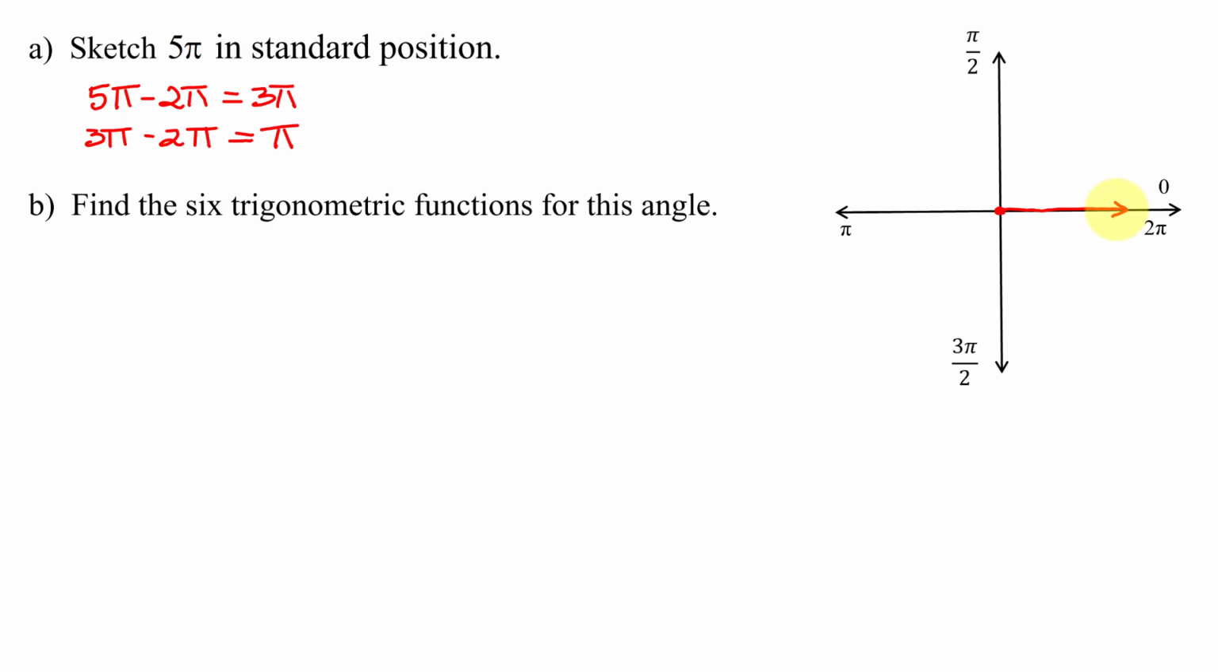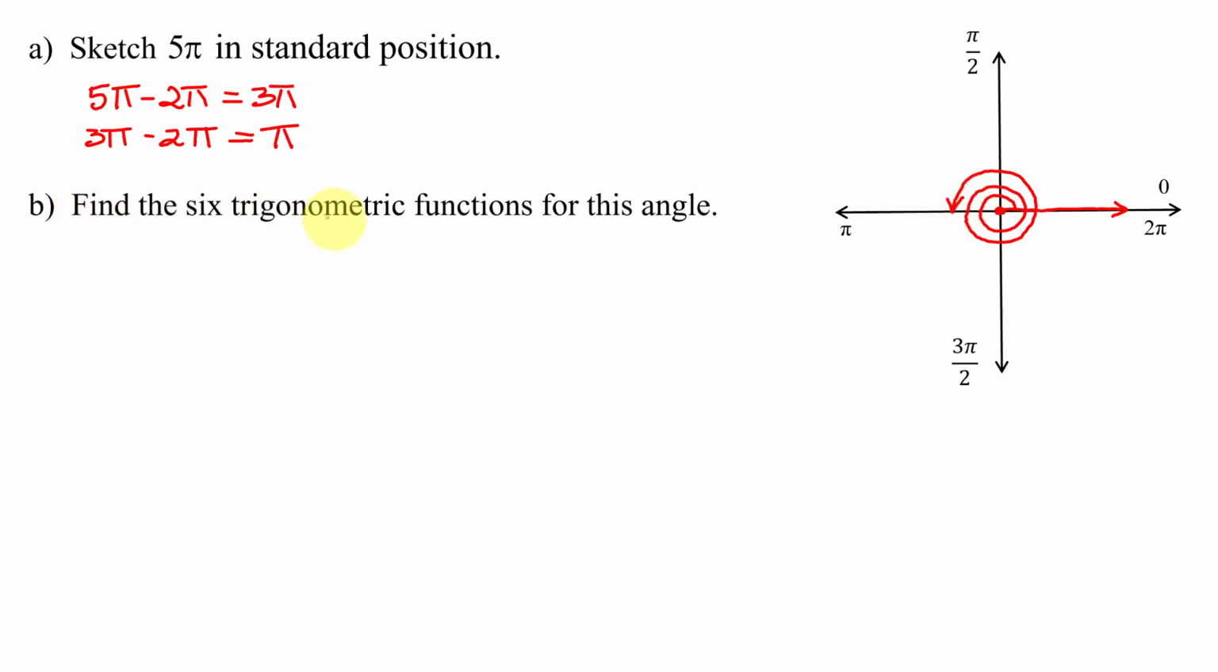So now I can sketch my angle. It is 2 full rotations and then another pi radians. So first rotation, second rotation, and then another pi radians. So there is my angle sketched in standard position.